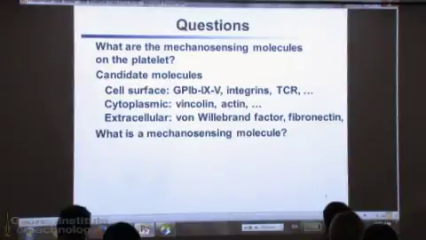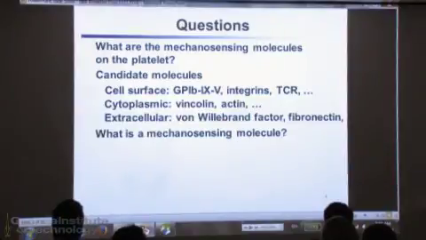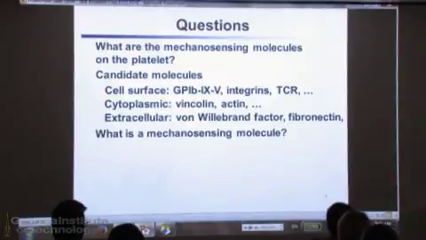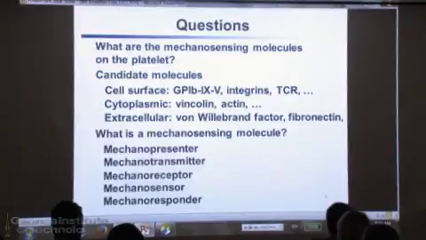And then you can look at molecules inside the cell, cytoplasmic, cytosolic molecules like vinculin, fibronectin, a lot of them. And extracellular, I'm going to start out by talking about von Willebrand factor. And I know a lot of people on this campus, I can think of Andres Garcia and Tom Barker, were very interested in fibronectin. Right? So then, what is a mechanosensing molecule?